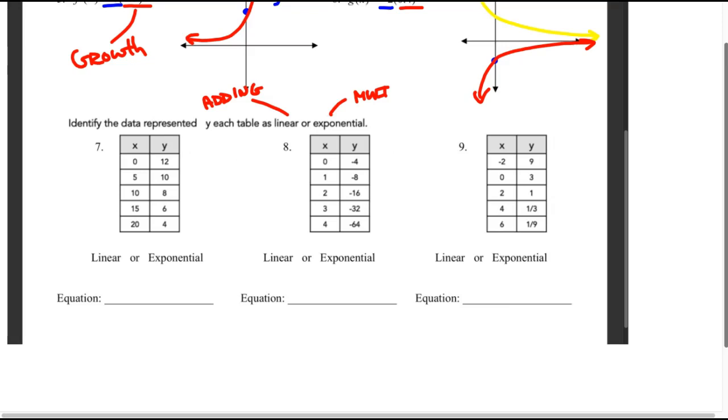So as x increases by 5 each time, y is going to be decreasing by 2 each time, it looks like. So this is going to go down 2, in a subtraction, or adding -2, right? So that is going to be a linear.